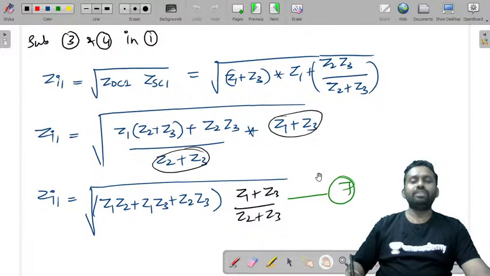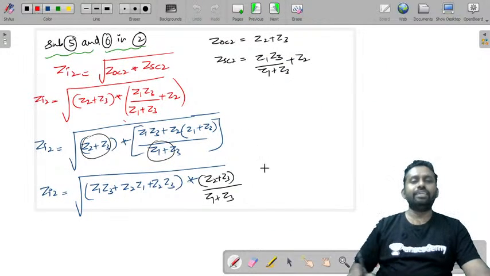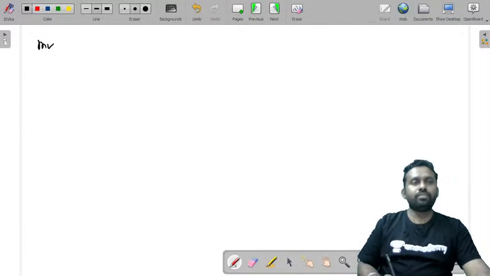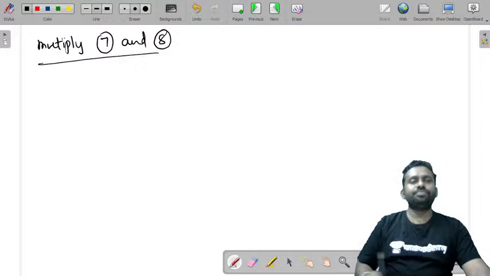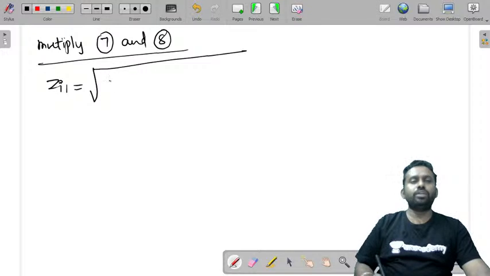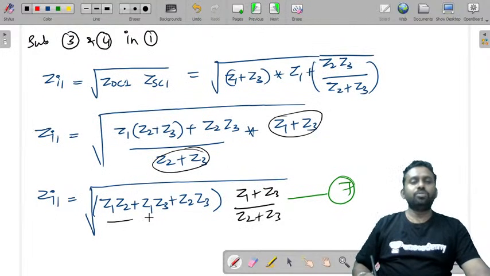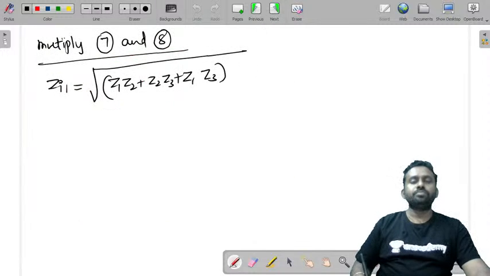So we already got Zi1 as 7, Zi2 as, let us call it as 8, this equation. Now multiply 7 and 8. Now when you multiply them, what is Zi1? Zi1 is equal to root Z1 Z2 plus Z2 Z3 plus Z1 Z3. Just look at that. Z1 Z2, Z2 Z3, Z1 Z3 into Z1 plus Z3 by Z2 plus Z3, Z1 plus Z3 by Z2 plus Z3.